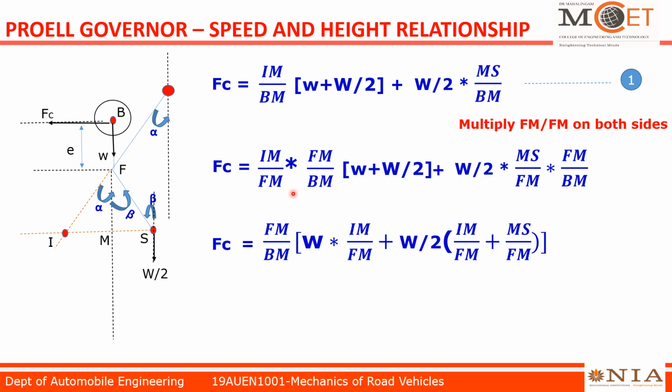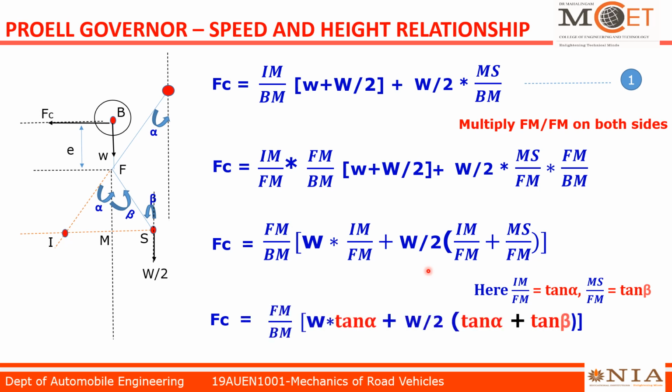I just simplified this equation here. Instead of Fm by Bm, we have Im by Fm equal to tan alpha and Ms by Fm equal to tan beta. If we substitute this, we get Fc equal to Fm by Bm into small w into tan alpha plus caps W by 2 into tan alpha plus tan beta. We know that Im by Fm equal to tan alpha, here Ms by Fm equal to tan beta, with the use of this triangle.